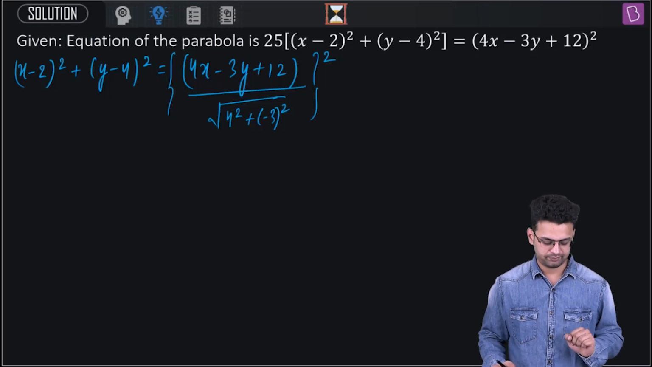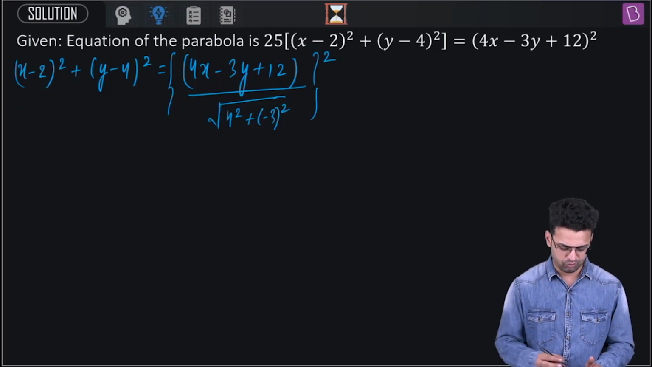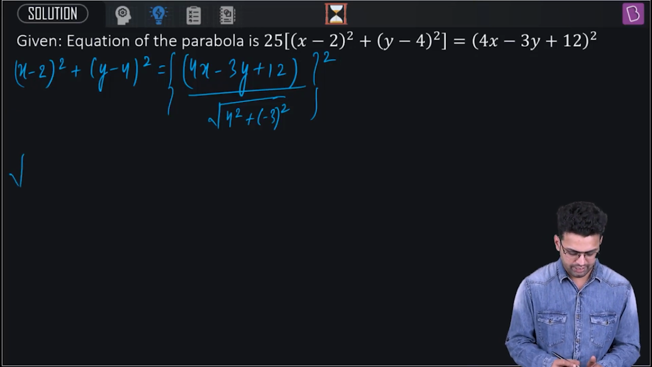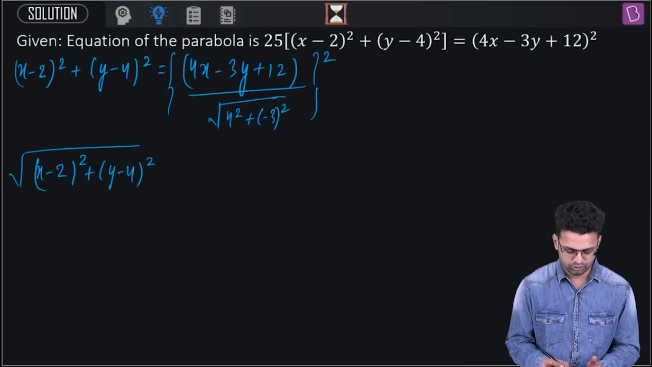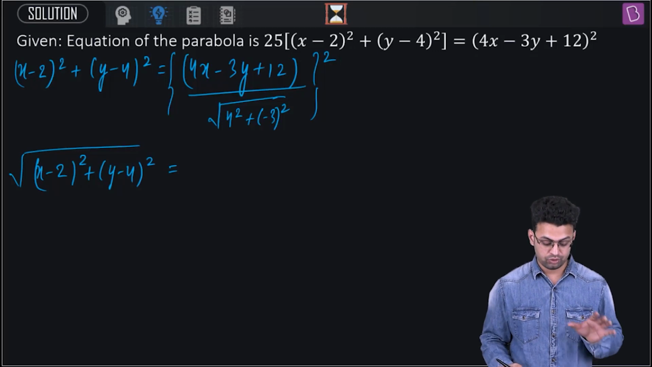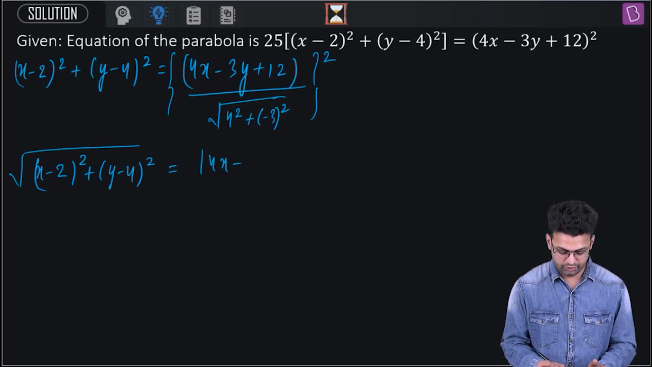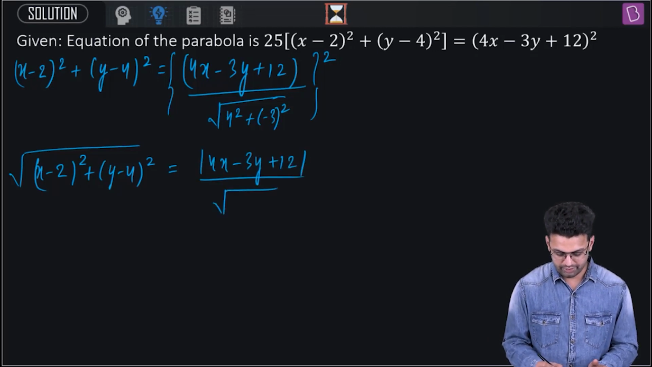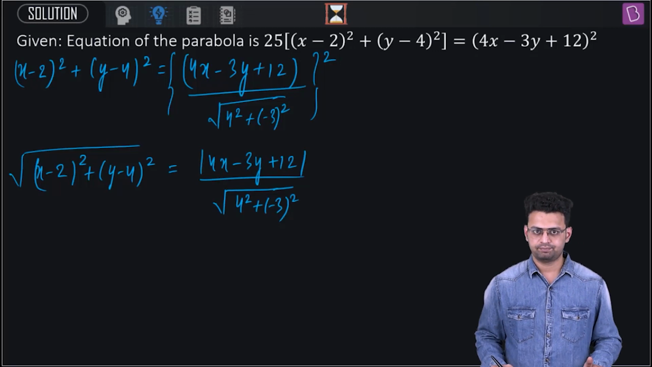Stay for a moment. Let me take under root on both the sides of the equation. What I'll get? I'll get root over x minus 2 whole square plus y minus 4 whole square is equal to under root of 4x minus 3y plus 12 whole square will become mod 4x minus 3y plus 12 whole divided by 4 square plus minus 3 square. Am I right? Correct?